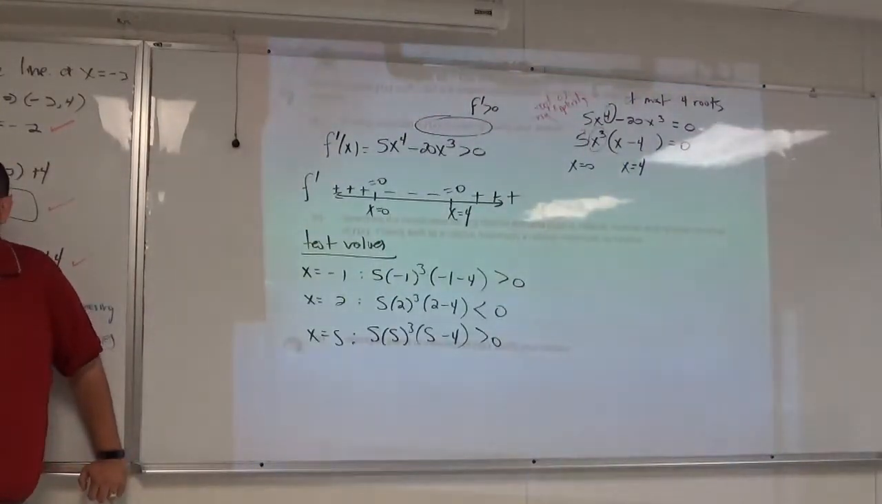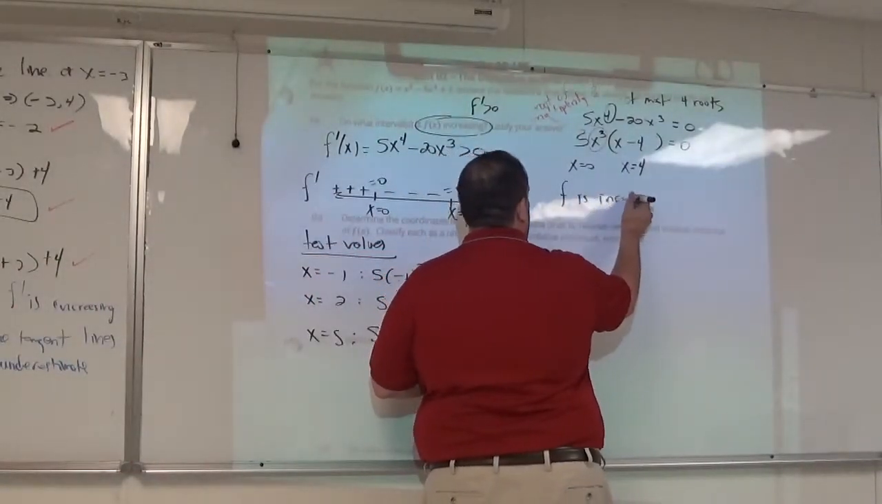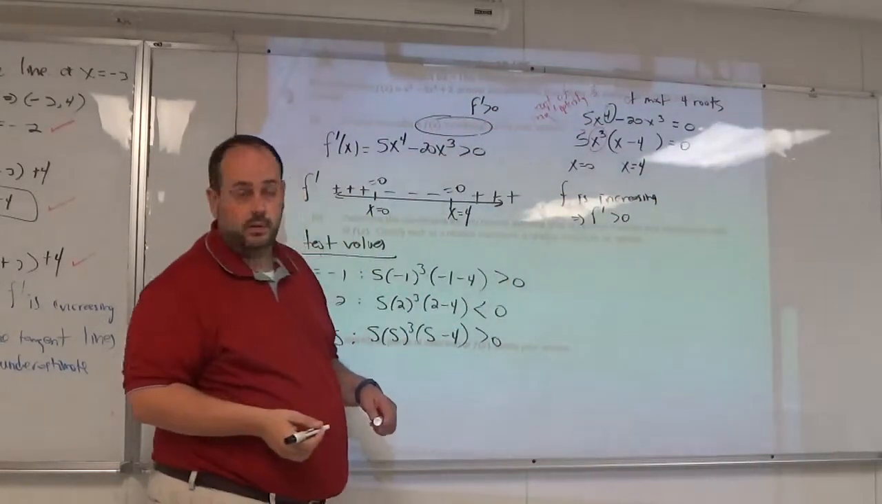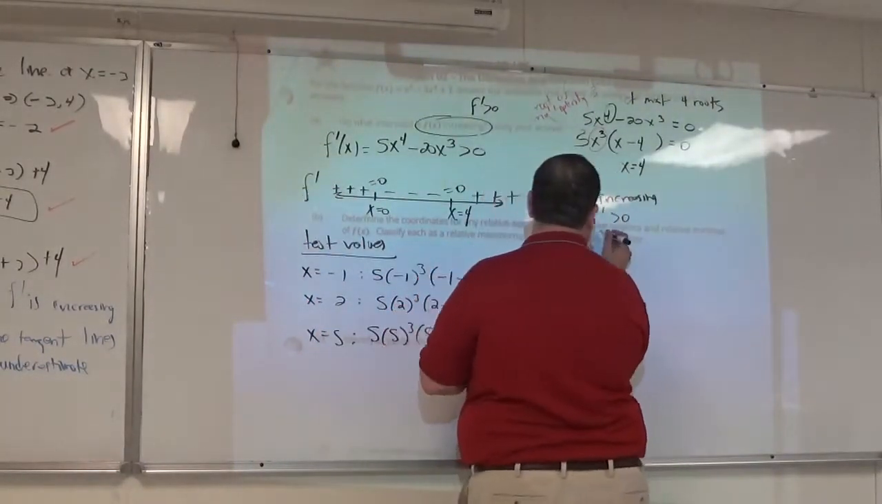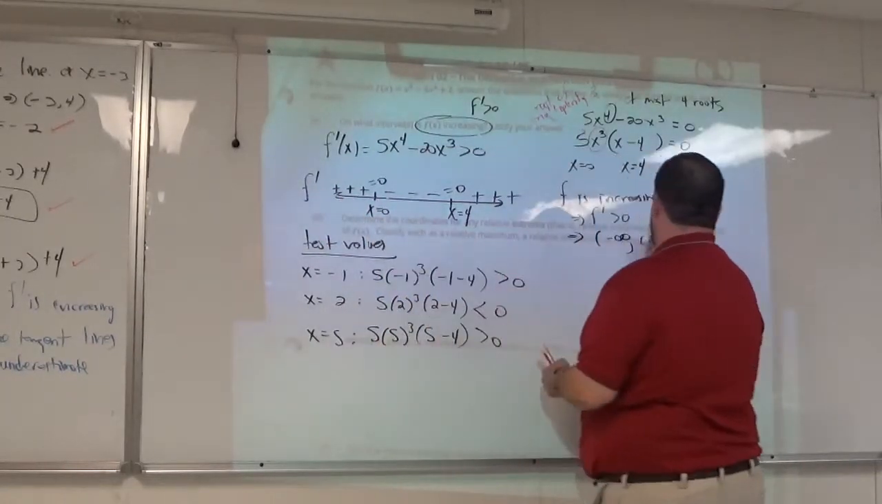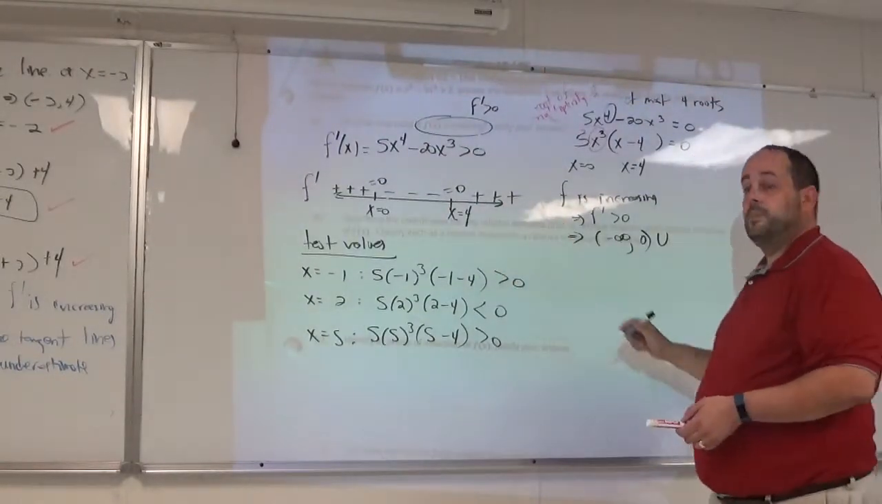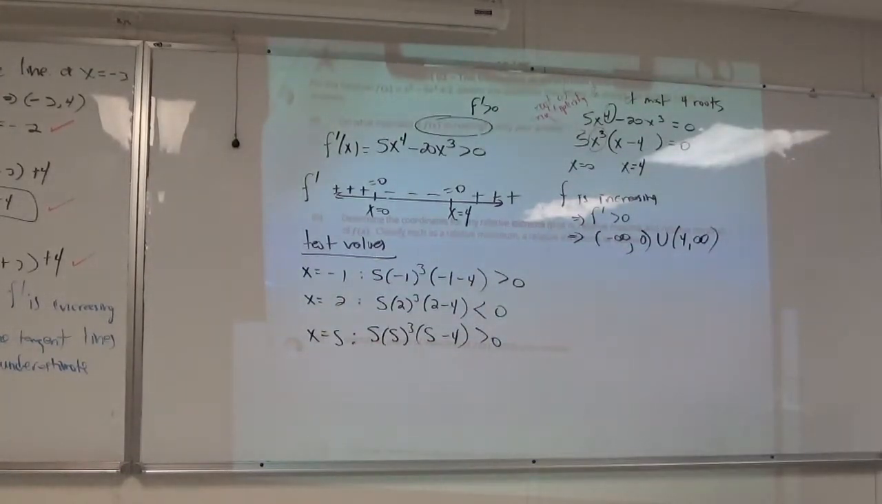So where is f increasing? F is increasing means f prime is positive. Where is f prime positive? Negative infinity to 0. And then from 4 to infinity. The number line test is some old school stuff. We're just using it in a new way.